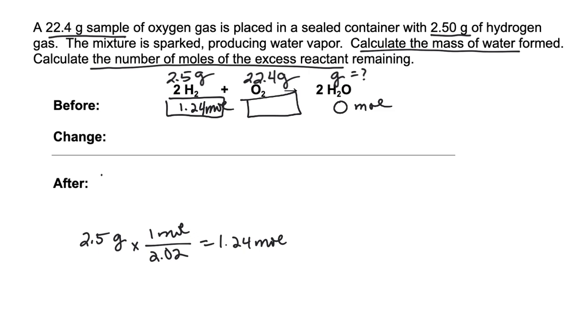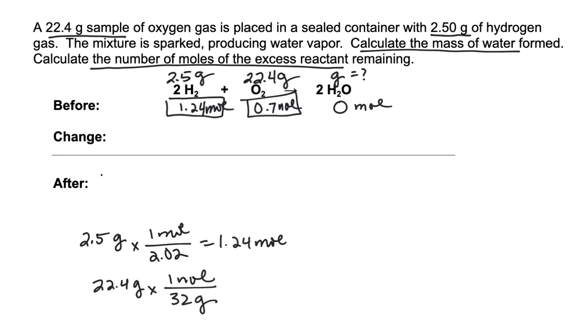Then I do the same conversion for my oxygen. 22.4 grams of oxygen. 1 mole of oxygen gas, O2, has a molar mass of 32 grams. So 22.4 divided by 32 gives me 0.7 moles. Now at this point, I should be able to mentally figure out which one's my limiting reactant without doing a whole lot of calculations. If I do guess wrong, I'll figure it out pretty soon.